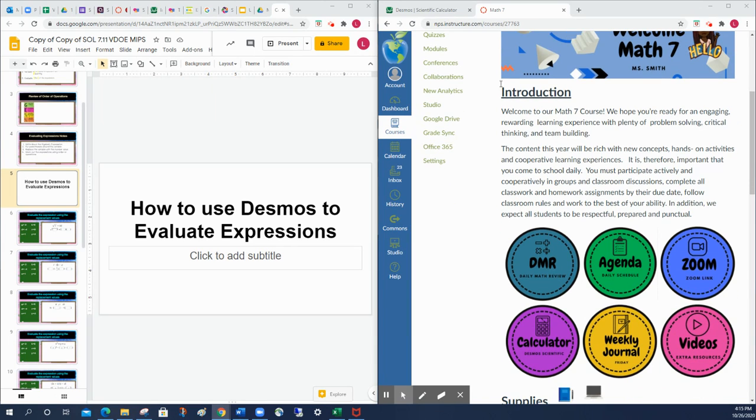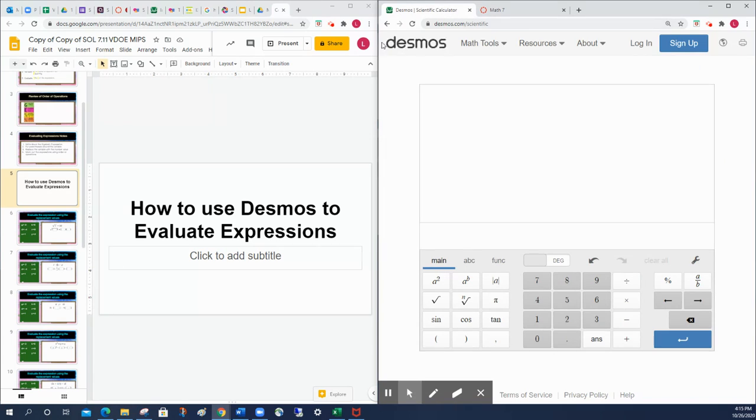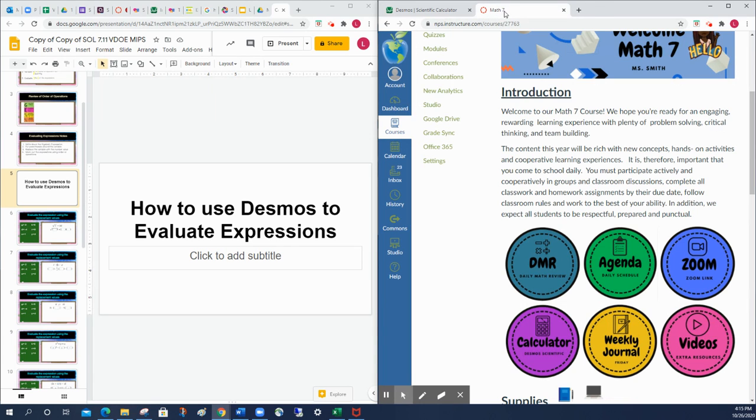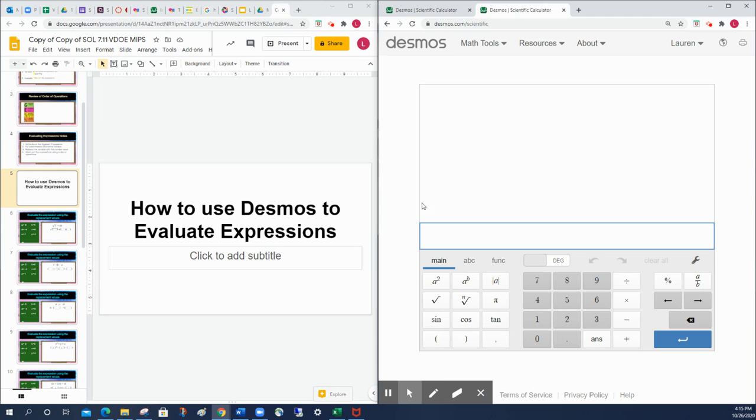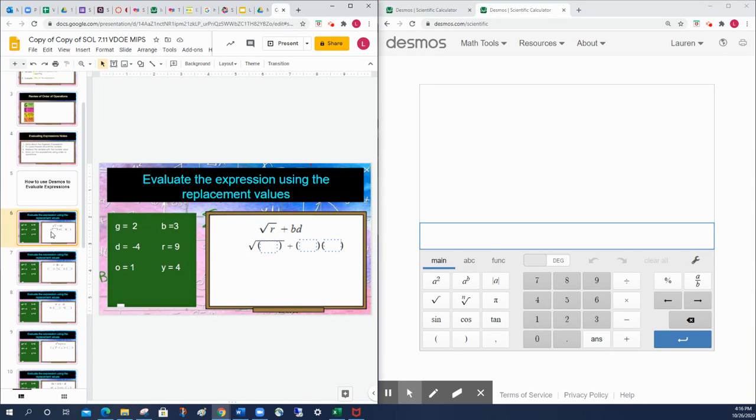Your first step, you want to get your Desmos calculator. So either go to the Desmos calculator website, scientific calculator, or click on this purple calculator button on your Canvas page and it'll take you right there. Right, see, we're right there. Next step, you want to get your expression. So let's just use the one we used earlier today.